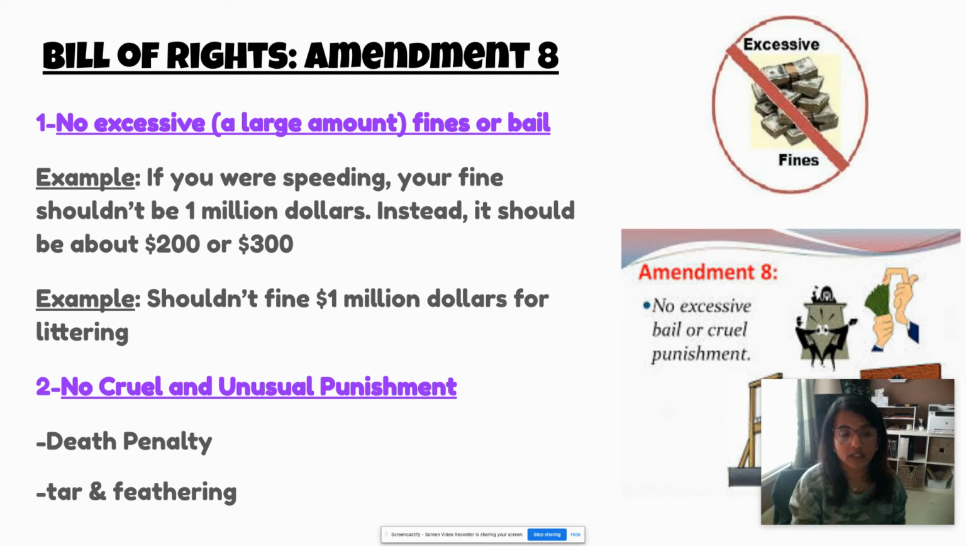And then no cruel and unusual punishment is also part of Amendment 8. What that means is they can't give you the death penalty for just something as simple as speeding. That would be cruel and unusual and so severe. That's like if you didn't do your homework in class, okay? I would be like, you're kicked out of school forever. That's not fair. I think a fair punishment would be like, okay, maybe you get a phone call home, or maybe you just need to come in for recess and do it, or something like that.